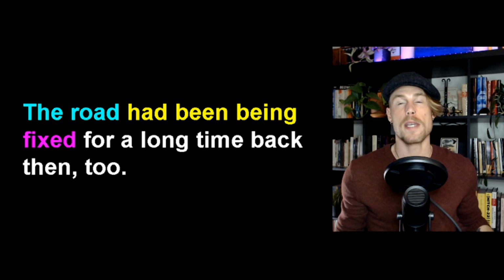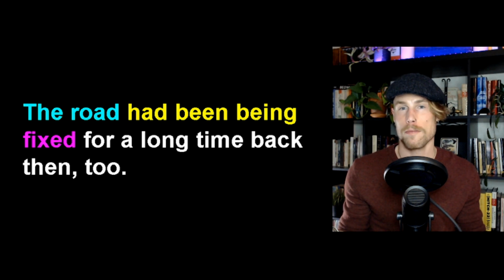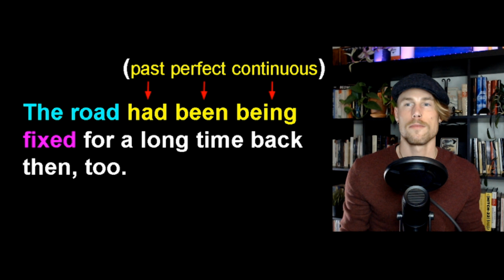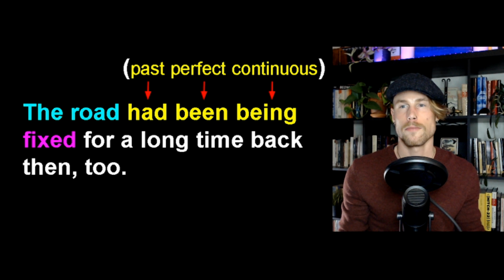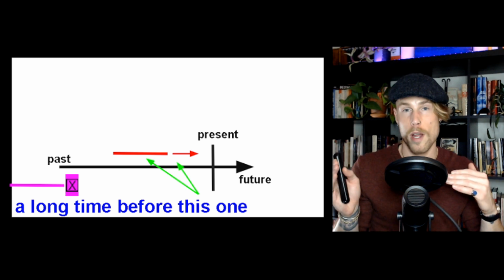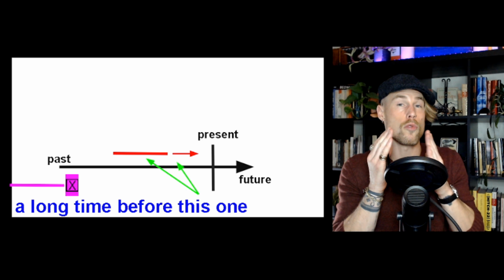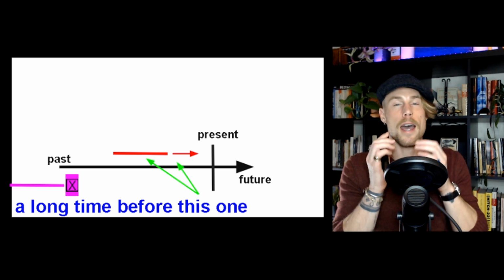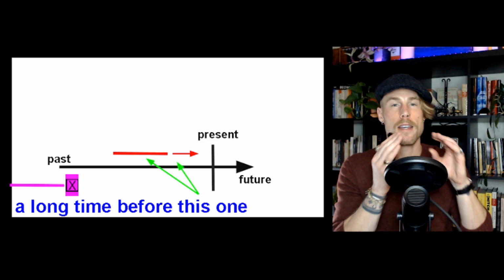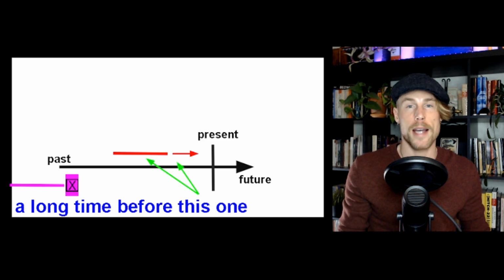The road had been being fixed for a long time back then, too. Past perfect continuous. In pink, you can see a long time before this one. So this one in red is the most recent time, and the road had been fixed is the time before that. The past in the past.